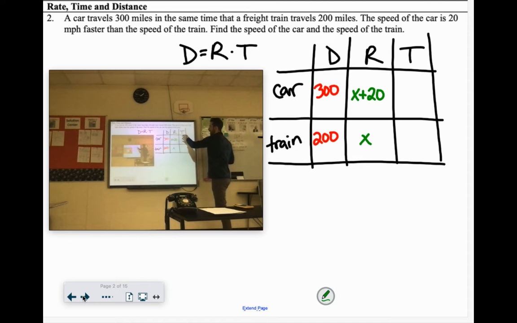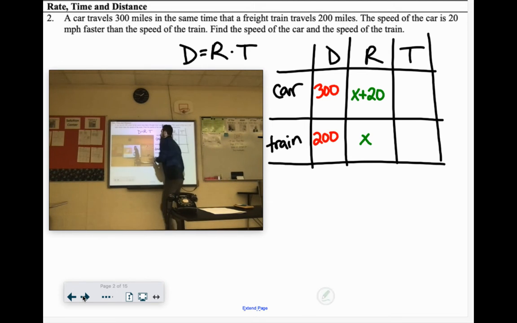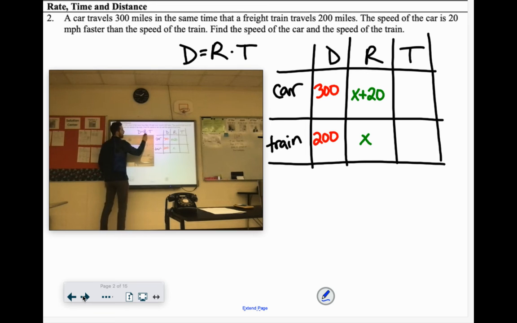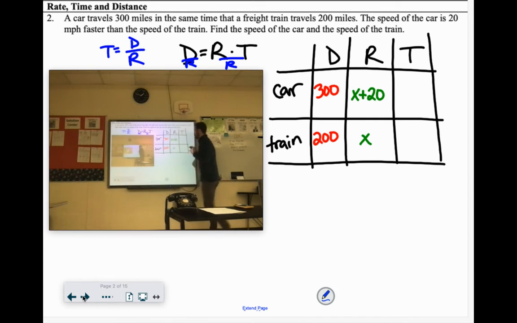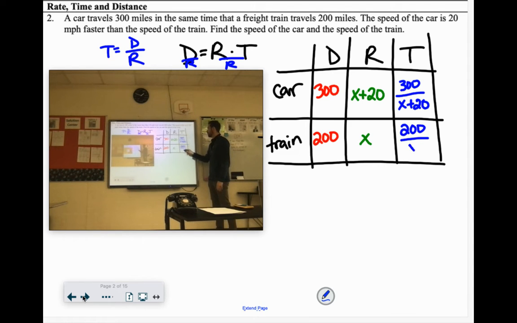Now, think of our original formula. Distance equals rate times time. If we're calculating the time here, and you wanted to readjust that formula, to get time by itself, you would divide by the rate. So time is equal to the distance divided by the rate. Now for the car, the distance was 300 miles, and the rate was x plus 20. For the train, the distance was 200 miles, and the rate was x. Great, our chart is complete.